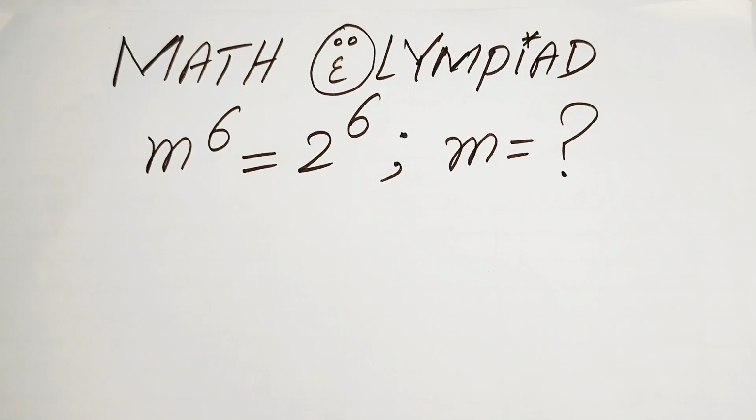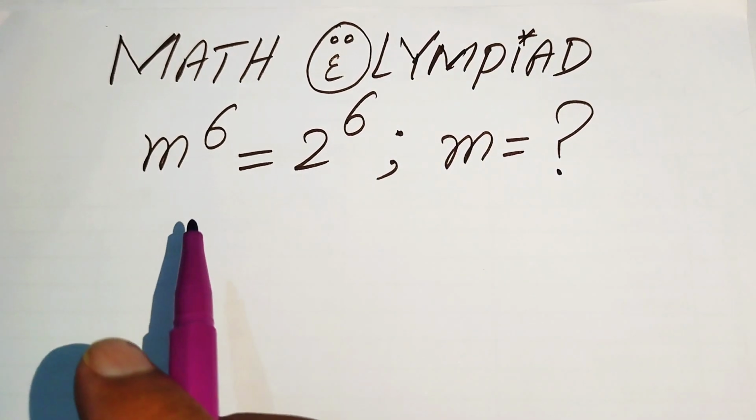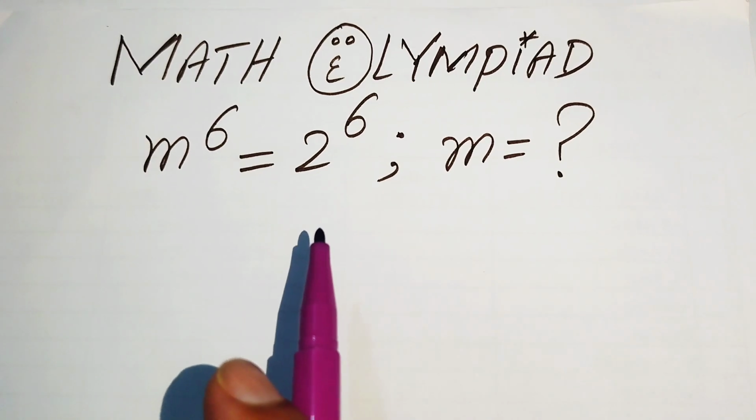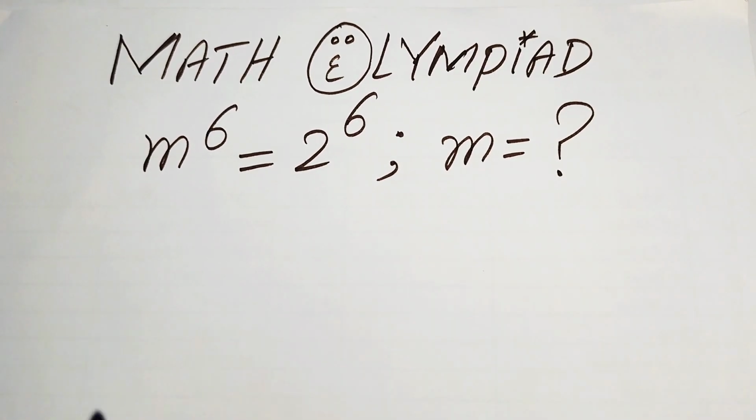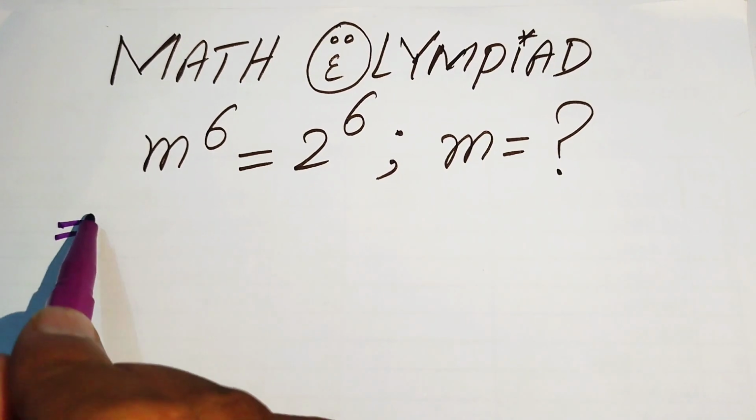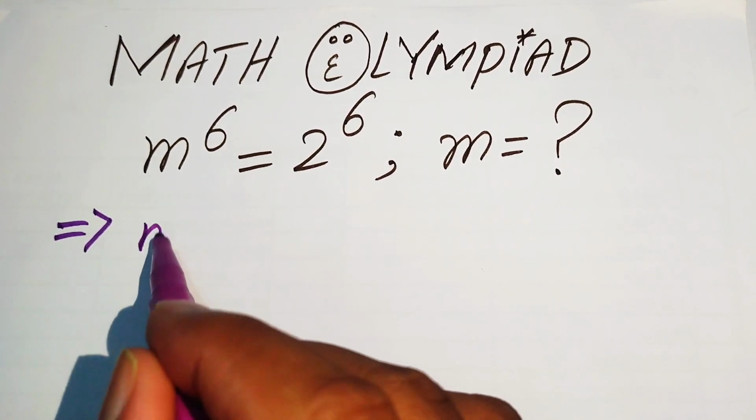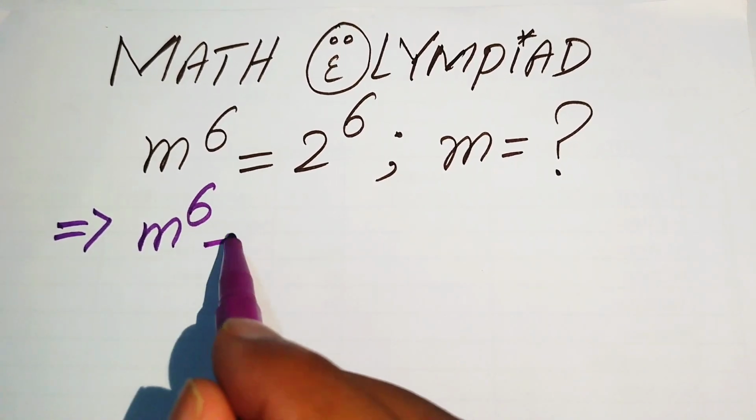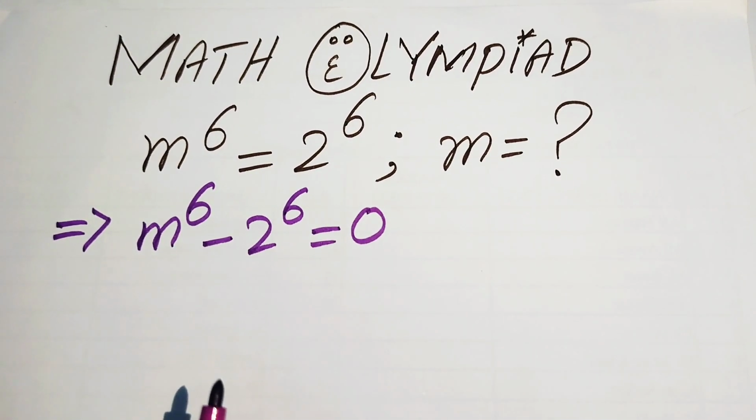Hello everyone, welcome to solve this math Olympiad Algebra problem, and here we have m to the power of 6 equals 2 to the power of 6, and we solve this problem for the values of m. So here the very first step we are going to do is move this 2 to the power of 6 to the left hand side, and it will be written as m to the power of 6 minus 2 to the power of 6 equals 0.